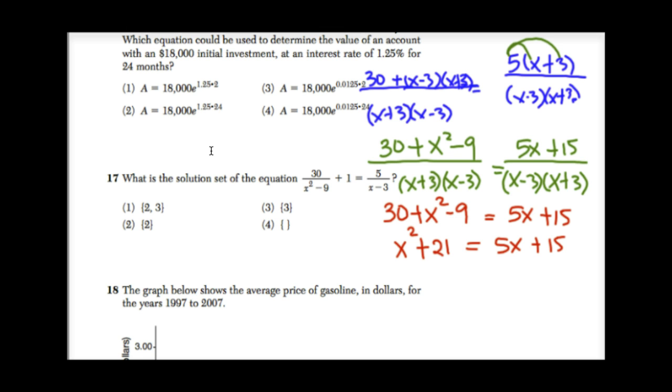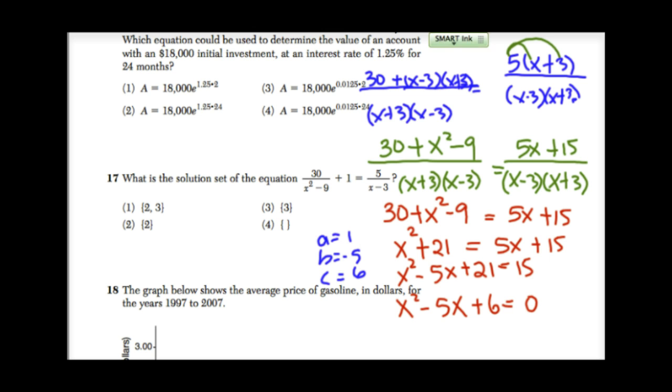I'm going to have x squared minus 5x plus 21 is equal to 15. Now I need to make this into a quadratic. It's adding 15, so I subtract 15 on both sides. And this becomes x squared minus 5x plus 6 equals 0. So I have my quadratic.